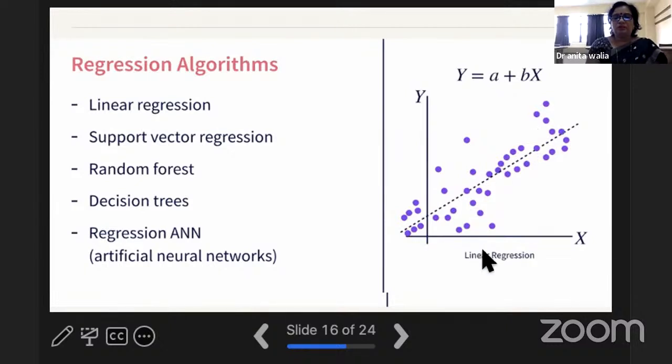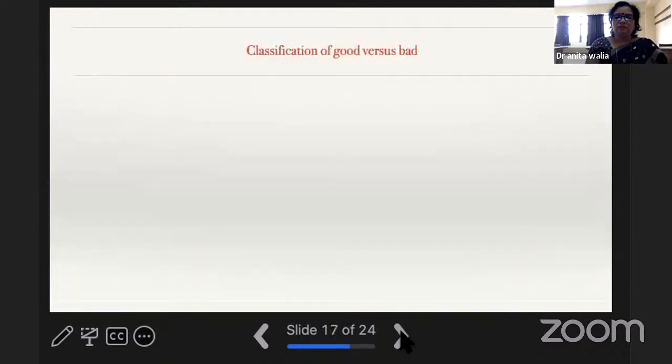Other models such as support vector regression allow you to build more complex models around a curve rather than a straight line, rather than a linear equation, okay? So those can be used in this.